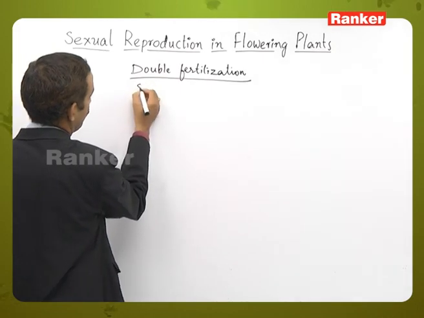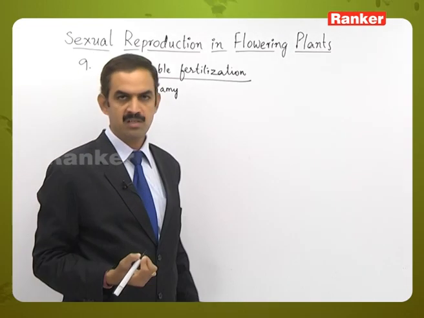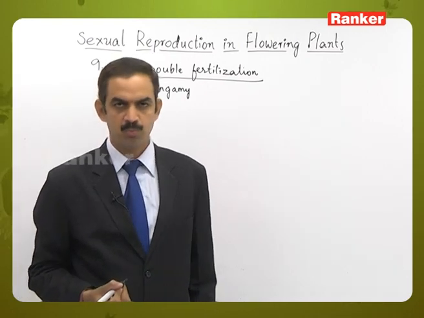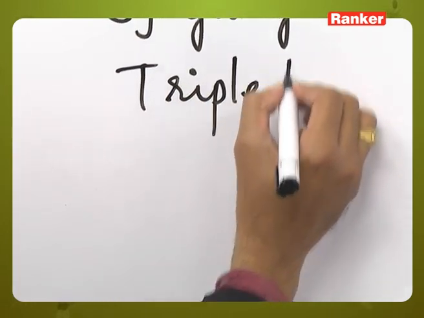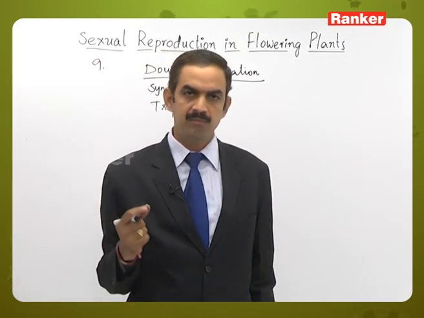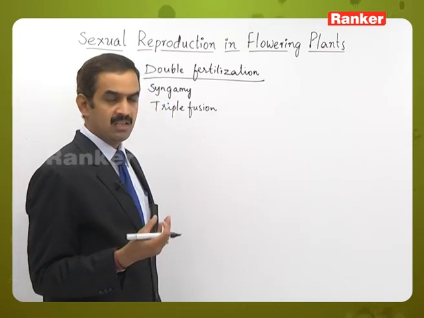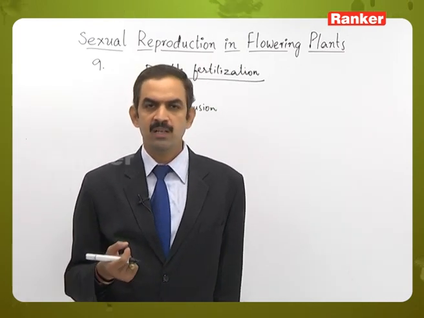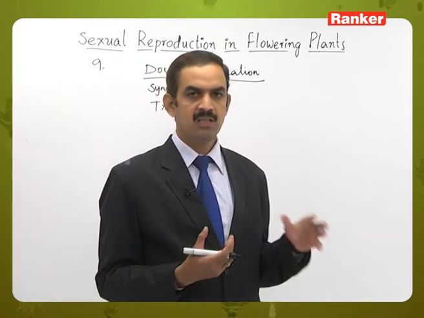That is, two times the fertilization will be taking place. The first is called syngamy, where the haploid male gamete will fuse with the haploid female gamete to produce the zygote. Whereas the second step is called triple fusion, a process where three sets of chromosomes are fused. When a pollen grain germinates, it produces a pollen tube, which enters the ovary, ovule, and finally the embryo sac, where it will release both the male gametes.